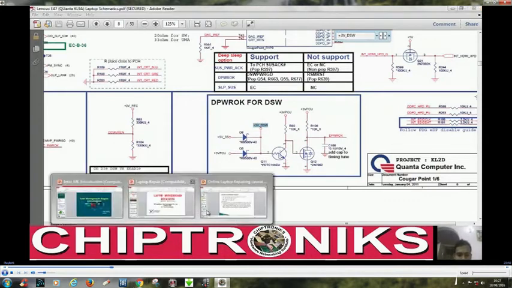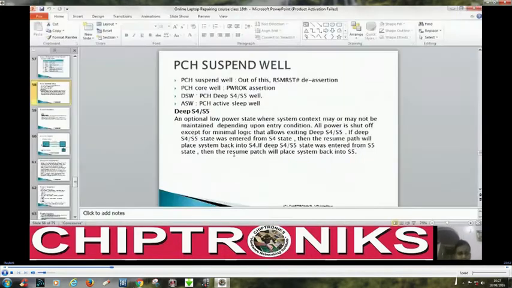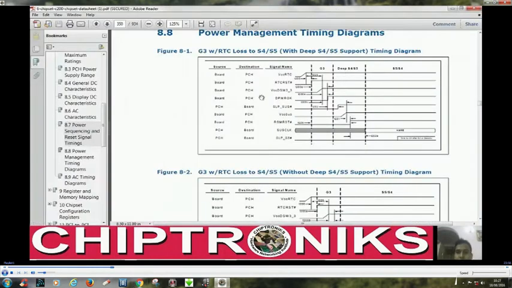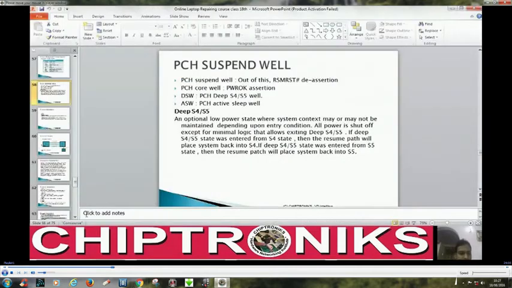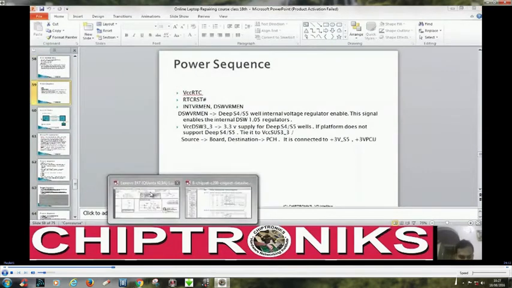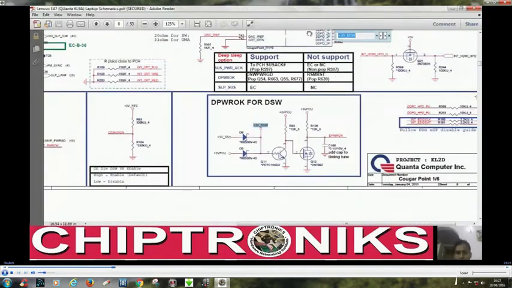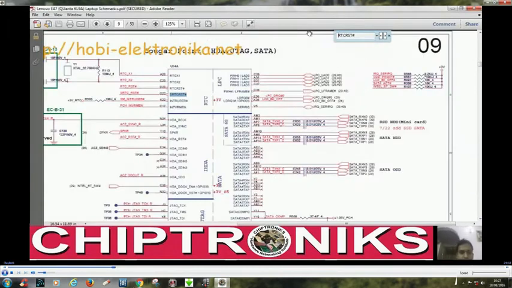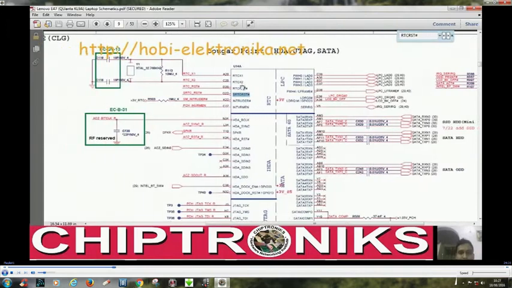Now we go into our PowerPoint presentation and we see, after VCC RTC, the signal is RTC reset, right? RTC reset. So we go and see the RTC reset. You find here the schematic RTC reset. This is basically for resetting the RTC.